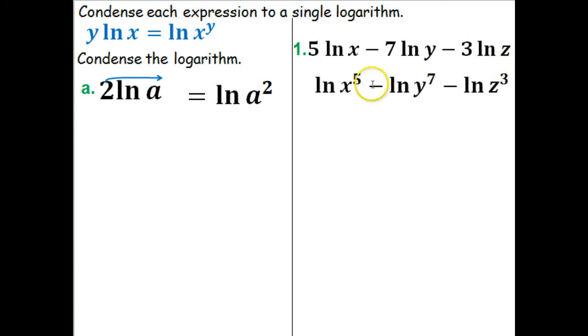So let's do that now. And again, this 5 here became x to the 5th. It just moved around. We followed the same rule like we did over here. The 7 moved around to be y to the 7th. And then the 3 moved over to be the exponent of my z.